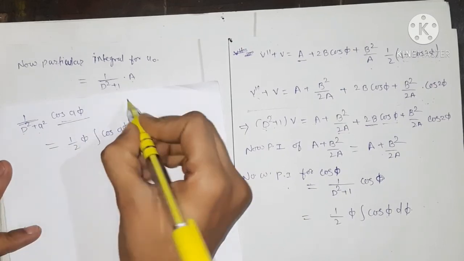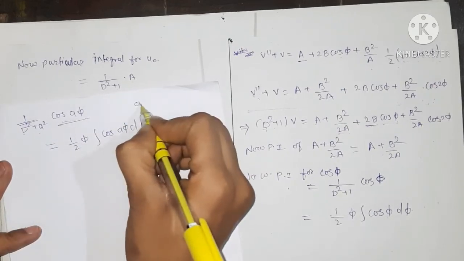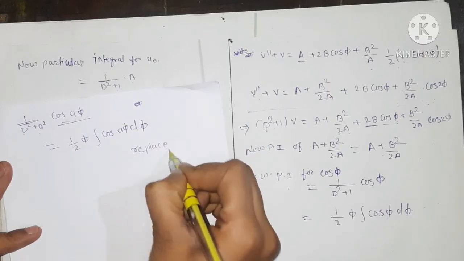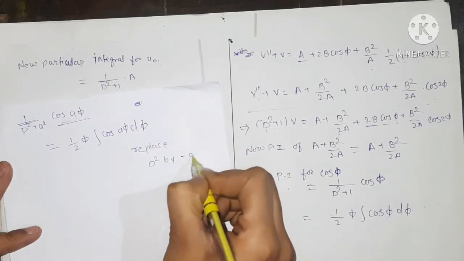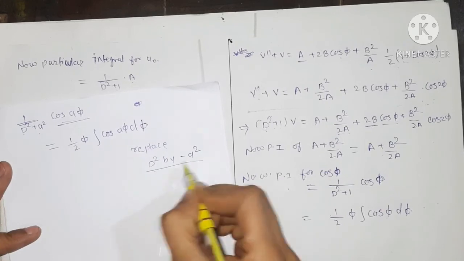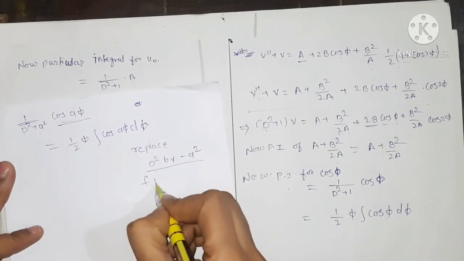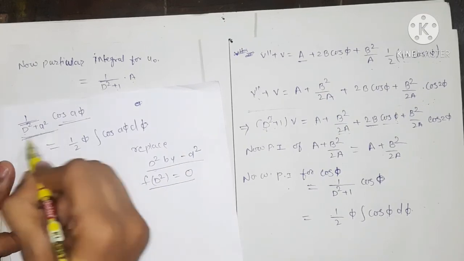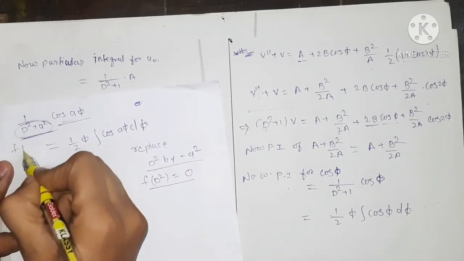This is when we substitute, when we replace d square by minus a square. When we replace d square by minus a square, then f of d square is equal to 0. Okay, that is this term. This is our f of d square.